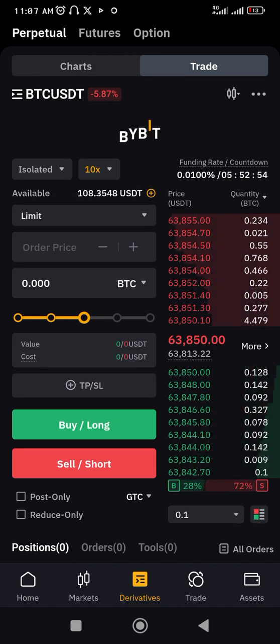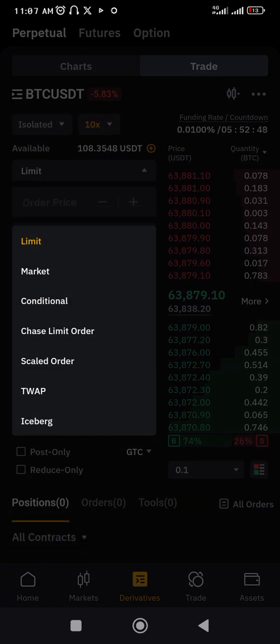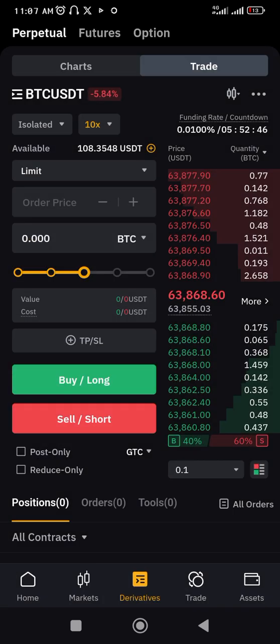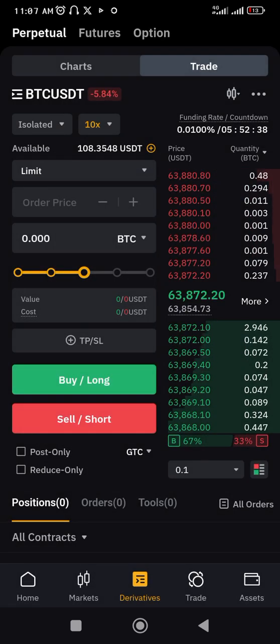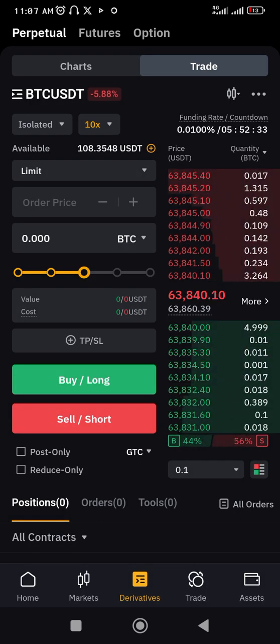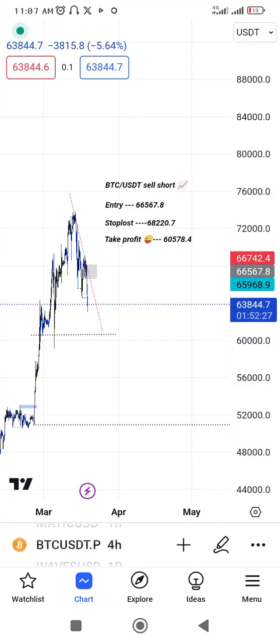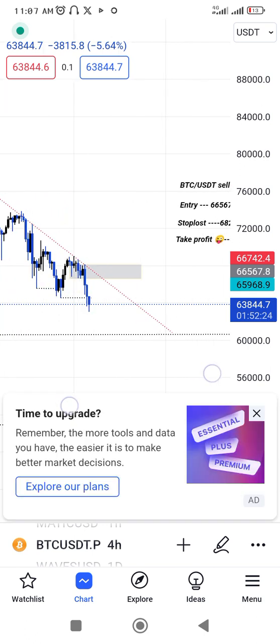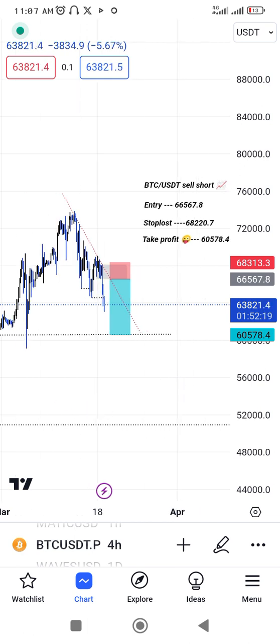So the next section we have here is this box where it says limit, market, conditional, chase limit order, scale order, and the rest of them. The most important thing here that I've been using is just the limit and market order, and I'm going to be explaining it. Now, let's say you want to trade BTC and you have a limit order. You have a particular price at which you want to buy. Let me give you a quick example with this chart I have here. This is the current price of BTC, as you can see over here. And just as I told you, we can make money if the price is dropping, and we can also make money if the price is increasing.